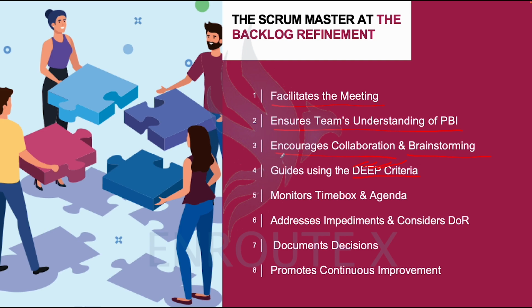So the Scrum Master is ensuring that there is that robust conversation in the backlog refinement meeting. He's also monitoring the time box and ensuring that the agenda for the meeting is followed. The agenda is to prepare stories for future sprints, and he is ensuring that is adhered to. Then of course he addresses impediments. He begins to look out for impediments as they are preparing those stories.